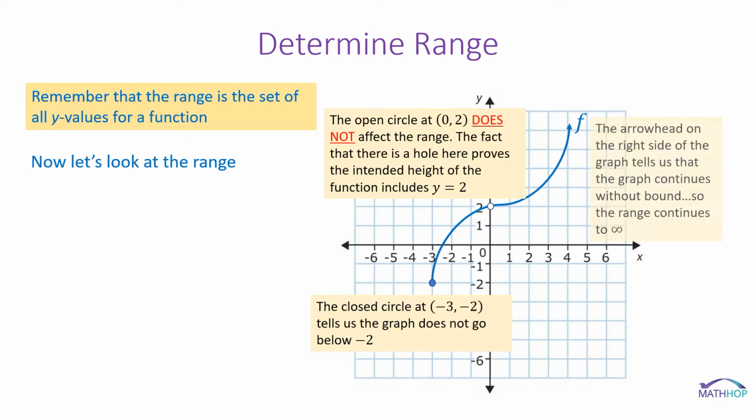Looking at the arrowhead on the right, we've already talked about this, but let's talk about it again. The arrowhead on the right-hand side tells us the graph continues without bound, so it will include all outputs for y, continuing on to infinity. So our range is simply -2 inclusive to infinity. Remember, soft bracket on infinity.